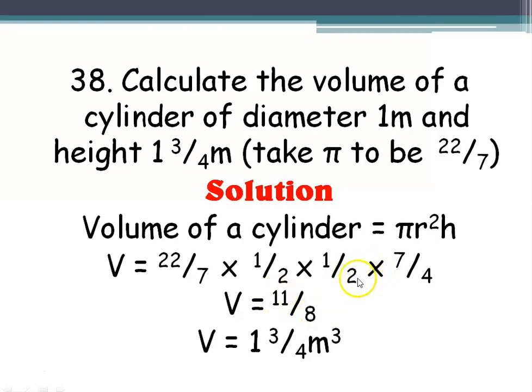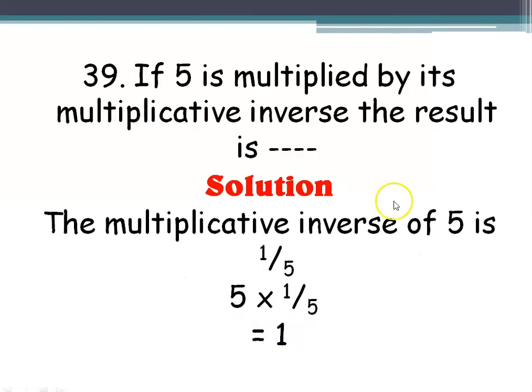On the denominator side, I have 2 and 4. 2 times 4 is 8. On the numerator, I'm left with 11 and 1. V is equals to 11 over 8. So 8 into 11, 1, remainder 3. And that's 1 and 3 over 8 meter cubed. So that's the volume of this cylinder. Is that okay?